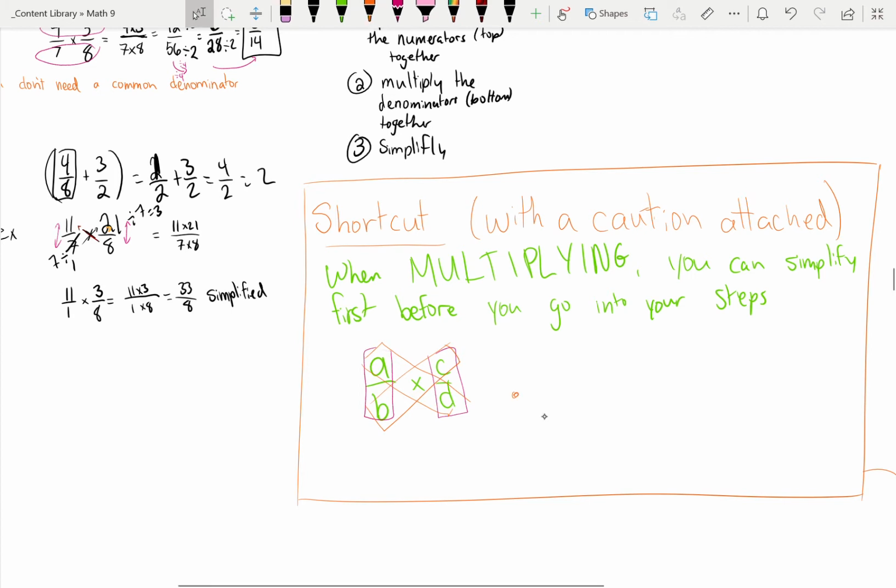However, I said there's a caution attached. The caution appears later. The reason being is it doesn't so much apply here, but there is something that we have to be careful of that I'll talk about in a bit. And it relates to how when we go across like this.